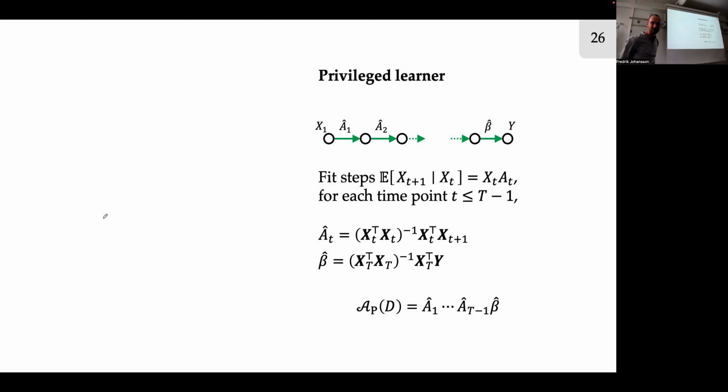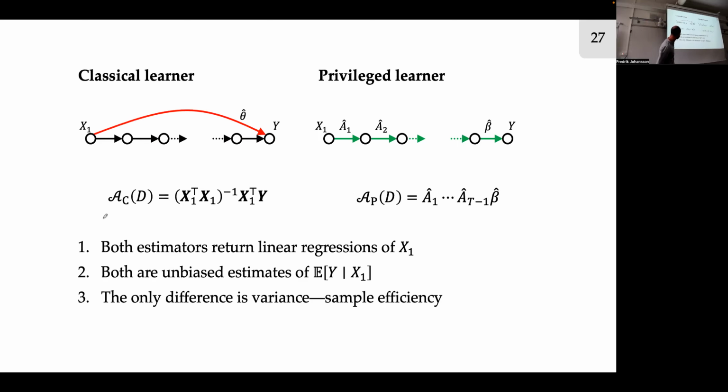It's not obvious, but we can show that. Both of these estimators, the privileged and the classical one, will be linear regressions on x1. Both of them will return unbiased estimates of the quantity that we care about, which is the conditional expectation. And the only difference between them will be variance, which is a nice spot to be in, because then we know exactly what we should characterize. We want to show that somehow this thing has lower variance than this thing. Then privileged information has been useful.